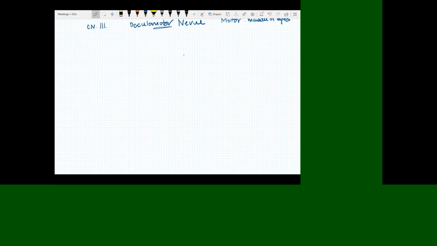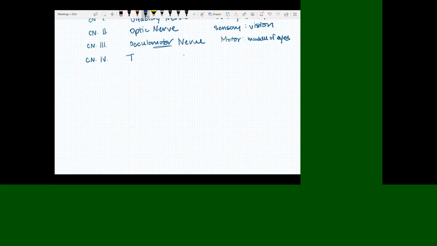Then we've got the next section, which is cranial nerve 4. And this is going to be the trochlear nerve.